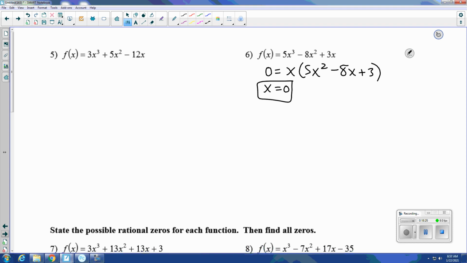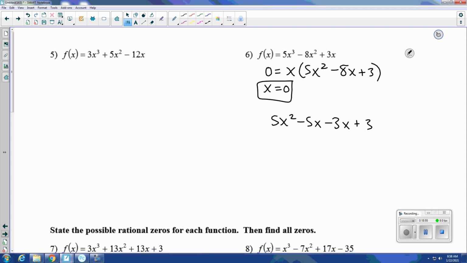Let's do it by split the middle again, because we have an a value greater than 1, that 5. So a times c is 15. What multiplies to +15 adds to -8? Looks like -5, -3. So we will split accordingly. And recall that how you split the middle, or the order of the split, I should say, does not matter. So if we did -3x and -5x, we should still reach the same solutions.